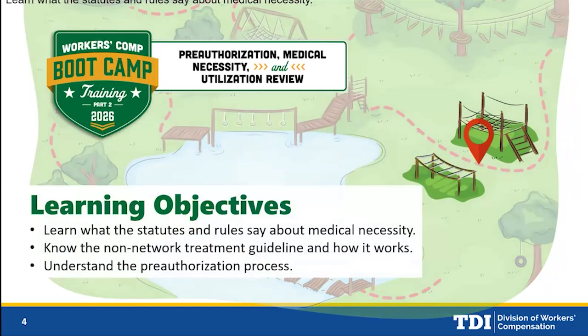So it's natural to feel like you might fall through when you're on the path to getting pre-authorization. But if you learn what the statutes and the rules say about medical necessity in Texas workers' compensation and what services require pre-authorization, you're likely to feel more confident. We also want you to know what the non-network treatment guidelines are and how they work in requiring pre-authorization. And we also want you to understand how to request pre-authorization and the process that you'll need if you have to appeal a decision.